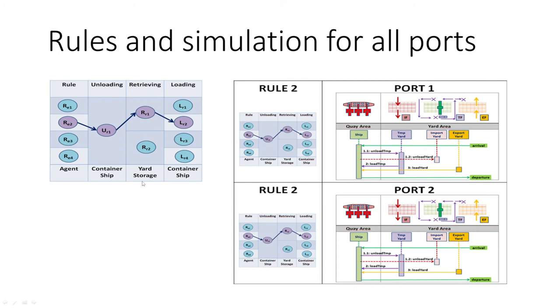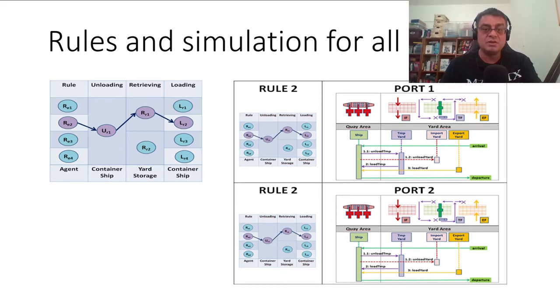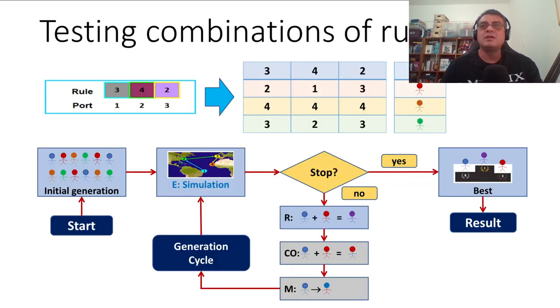We can also consider the yard storage or how to operate the quay cranes. And this number of combinations of rules for each port can increase exponentially. So to avoid this exponential computation, we can use a genetic algorithm that we developed in track number 4. And you will see that each line of a matrix, or a list of lists, is just an individual.